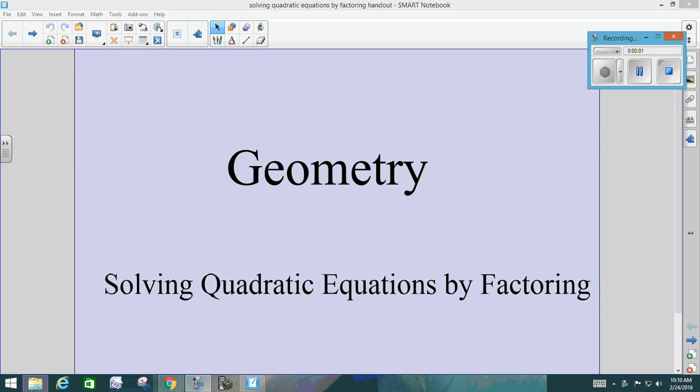Last 2 days, we were simplifying expressions by factoring. Simplifying, rewriting it in simplest terms. Expressions because there were no equal signs. Today we're going to solve quadratic equations by factoring.